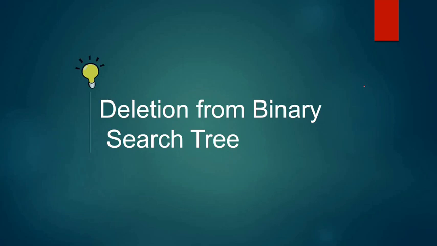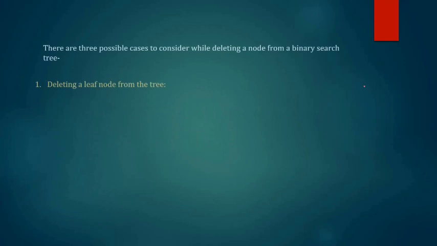Now, while deleting a node from a binary search tree, we have to take care that even after the deletion of the node, all the properties which we discussed are conserved. There are three possible cases which we have to consider while deleting a node from a binary search tree. The first case is deleting a leaf node from the tree.